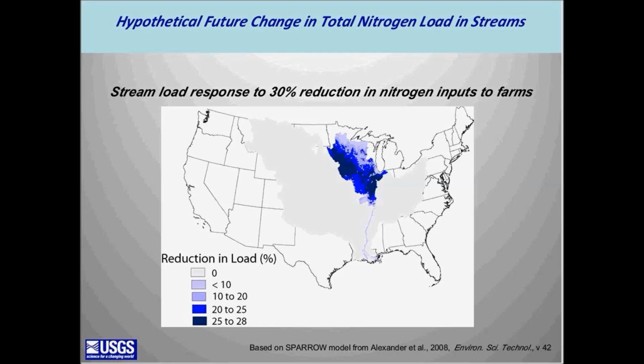And then I think Dina mentioned this a bit in her talk, but once you have a calibrated model, you could do different things and say what happens if you change the amount of nitrogen that might be used on a particular farm in different areas, and where you might get your reductions in loads. And here's just an example of a slide showing stream load response to a 30% reduction in nitrogen input to farms, and what parts of the watershed would respond the most to that type of nitrogen reduction.